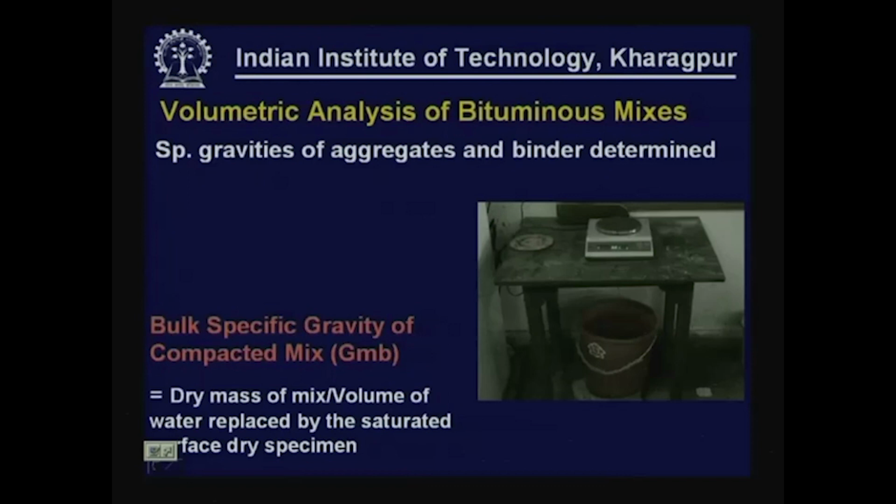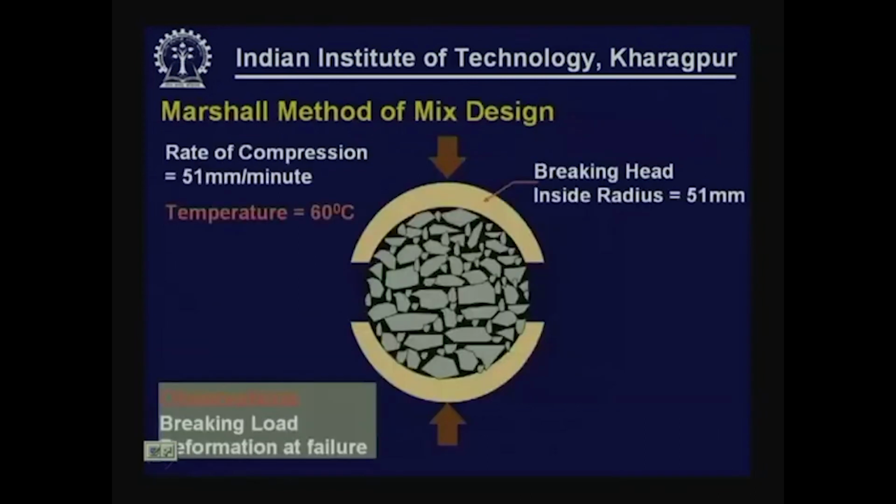You take this dry mass of the specimen and find out the volume of water replaced by the saturated surface dry specimen. The specimen has to be saturated, then the surface water has to be removed and its weight taken, and then its weight in air has to be taken. The difference in weights will give us the volume of water replaced by the saturated surface dry specimen. So, the dry mass of the specimen divided by the volume of water replaced by the saturated surface dry specimen, which is nothing but the bulk volume, gives us the bulk specific gravity of the compacted mix.